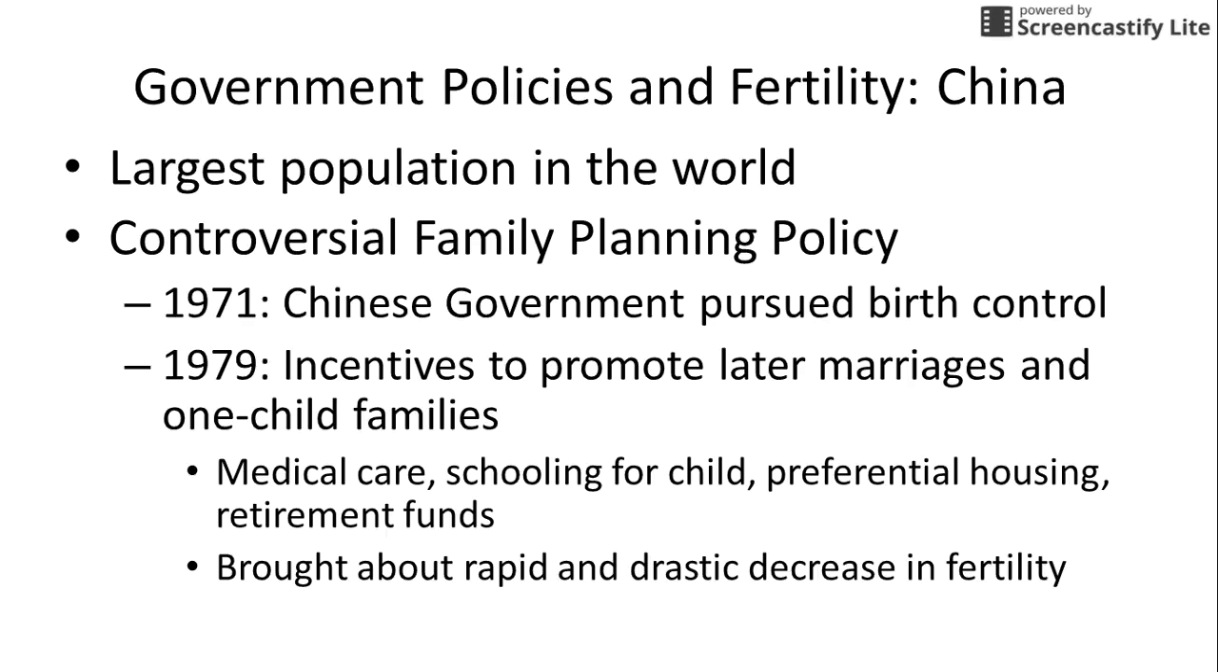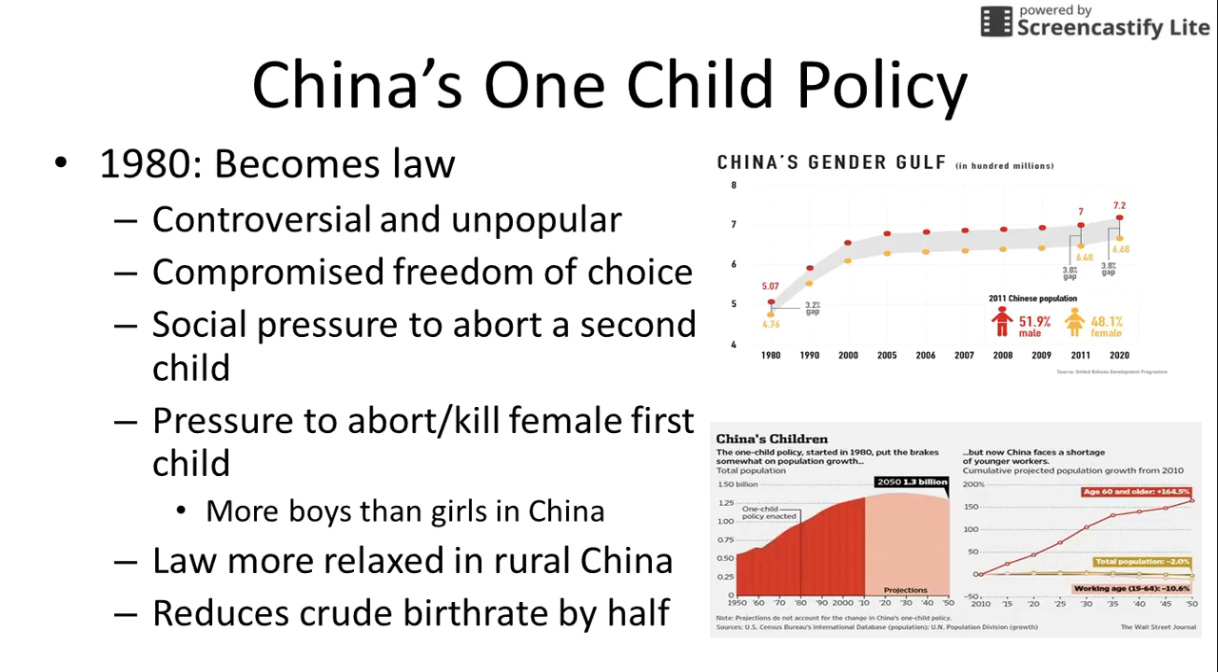So here's China, the largest population in the world, and they have this super controversial family planning policy. They started looking at birth control, and then they started incentives to promote people to get married later and to only have one child. These incentives included medical care, schooling for their child, and preferential housing. That actually brought about a pretty drastic decrease in fertility, fertility being the number of children that a woman has.